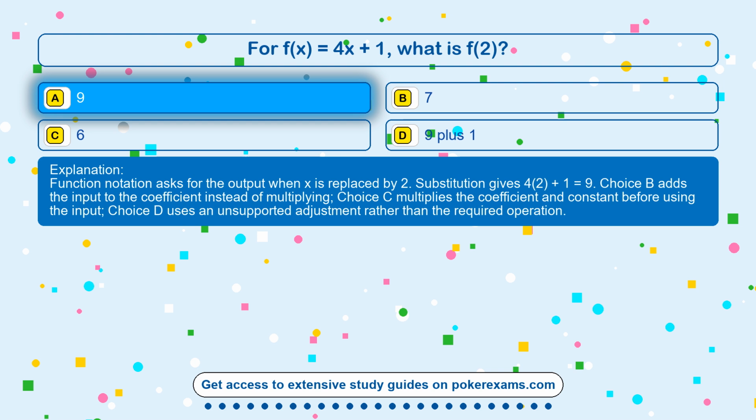Choice B adds the input to the coefficient instead of multiplying. Choice C multiplies the coefficient and constant before using the input. Choice D uses an unsupported adjustment rather than the required operation.